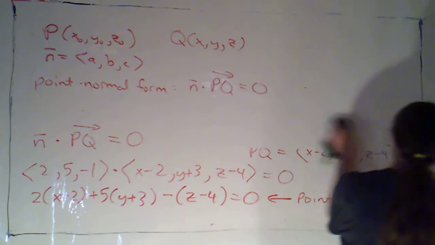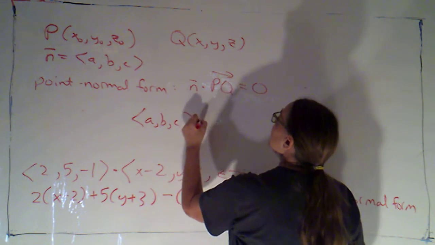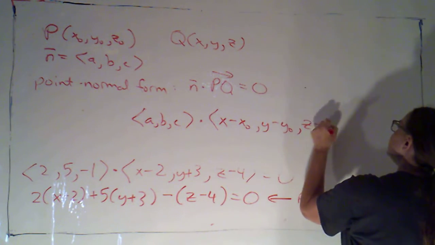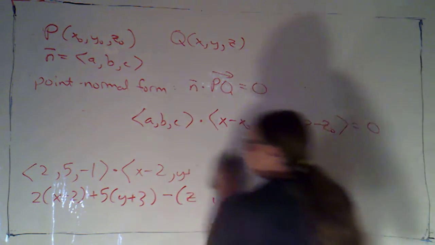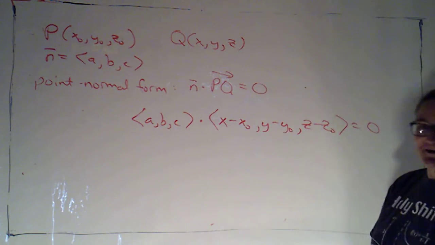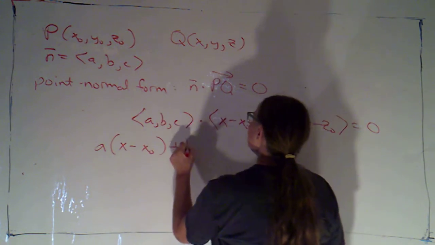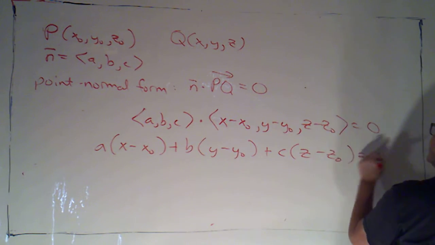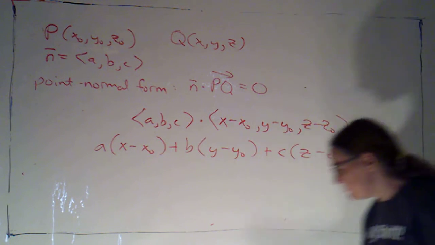Now, if I work that out, that's going to be A, B, C, dotted with x minus x naught, y minus y naught, z minus z naught is equal to 0. Now I can simplify that a little bit further if I like. In fact, I would ask you to. Don't leave it with vectors in it. So that's going to give me A times x minus x naught plus B times y minus y naught plus C times z minus z naught is equal to 0. Totally fine for you to stop at this point, which is point normal form.